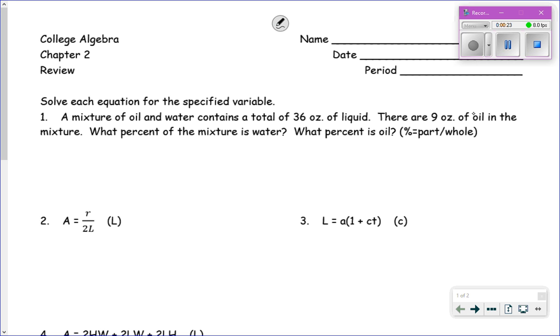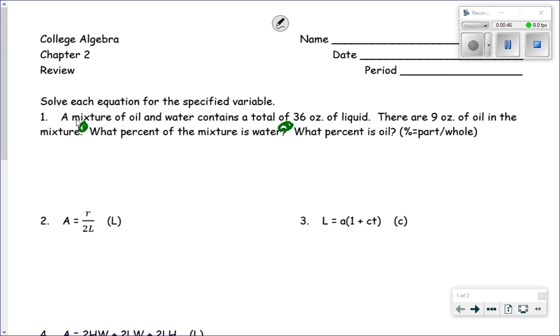It says a mixture of oil and water contains a total of 36 ounces. There are 9 ounces of oil in the mixture. What percent of the mixture is water? What percent is oil? I was nice and gave you the formula here: percent equals part over whole. So there are 2 questions. Probably the number 1 thing that students mess up on this one is that they don't provide both answers for me.